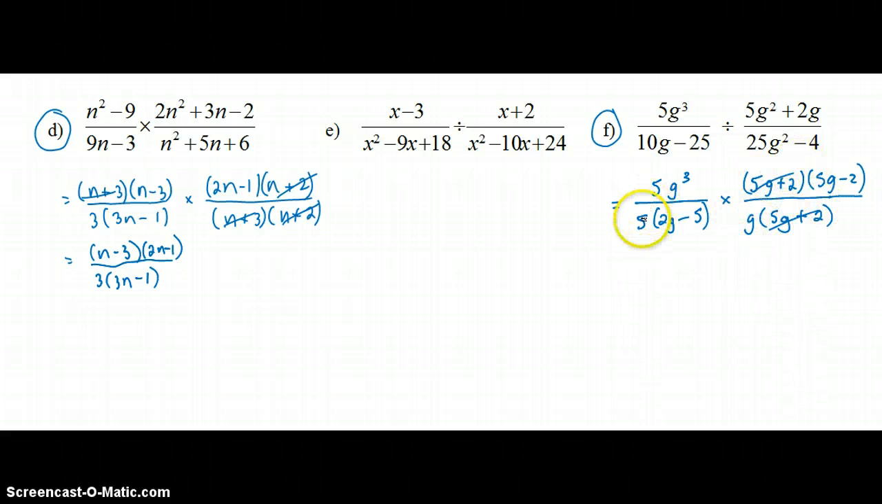Now, here's where a little bit of a trap happens. Let's get the 5s. When I try and cancel the 2g minus 5 and the 5g minus 2, they aren't opposites. They are not even, the coefficients don't match, right? There's a 5 for the g on one and there's 2 on the g for the other. So that one's not going to cancel. I can take a g out of here to leave me with g squared. So g squared times 5g minus 2. And the denominator is going to be 2g minus 5. Again, there's this kind of temptation to cancel those two. They won't reduce.